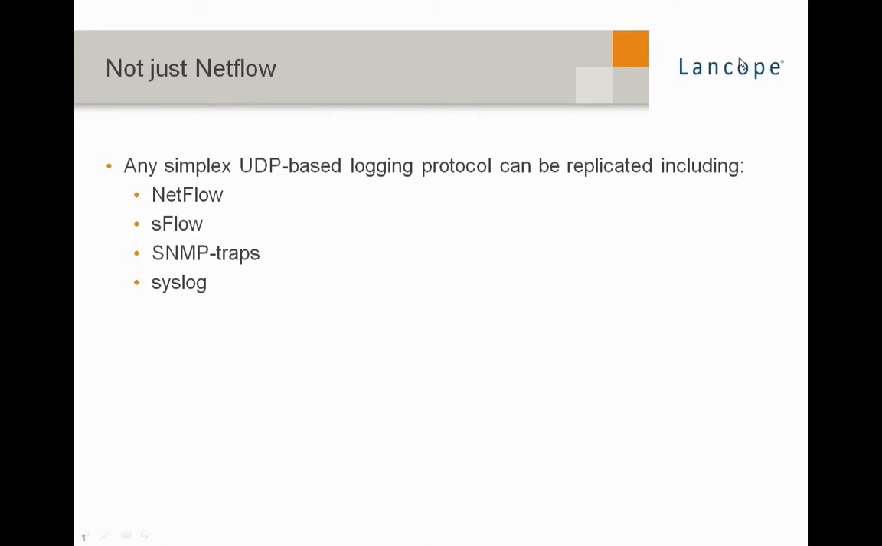As mentioned earlier, the Flow Replicator does more than just replicate NetFlow. Any simplex or unidirectional UDP connection can be replicated out to multiple destinations. NetFlow, sFlow, IPFIX, SNMP trap, syslog, we've even seen it used for DNS multicasting.